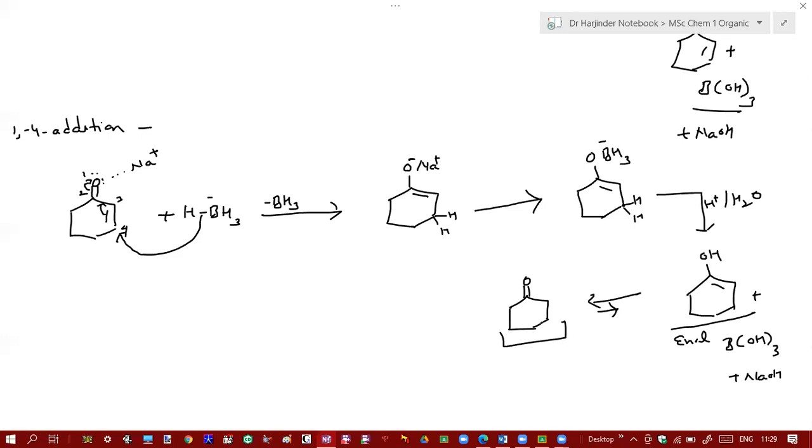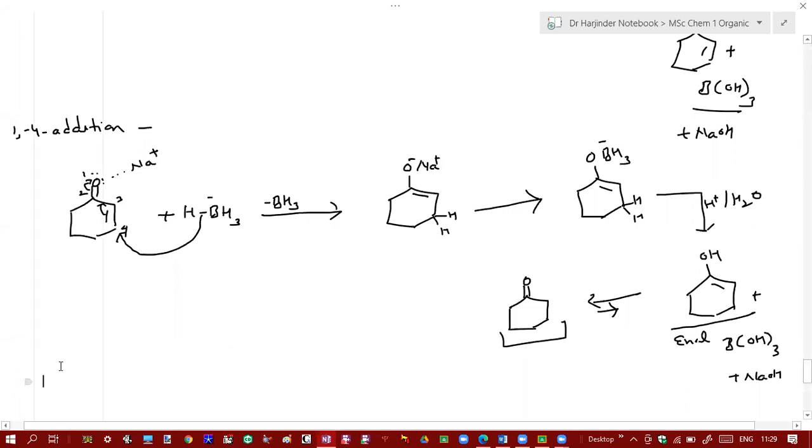You will get a mixture of 1,2 and 1,4 addition during its reaction with sodium borohydride. Why do you get the mixture? Because sodium borohydride is a less reactive reagent as compared to lithium aluminum hydride. So that's why you get a mixture of these two products.